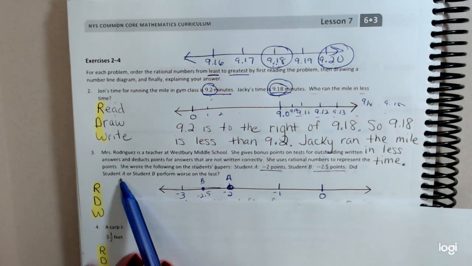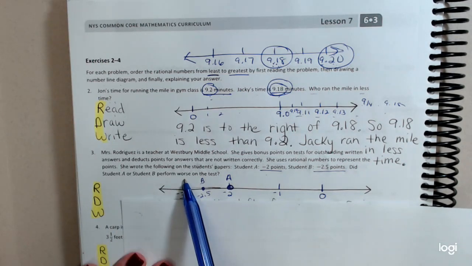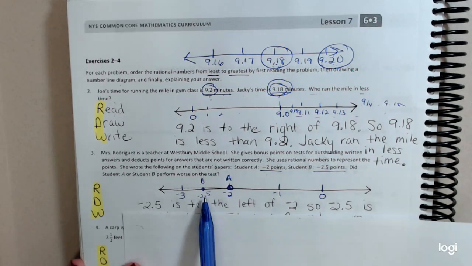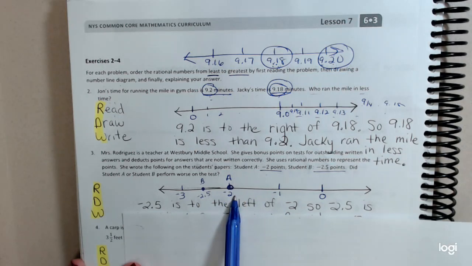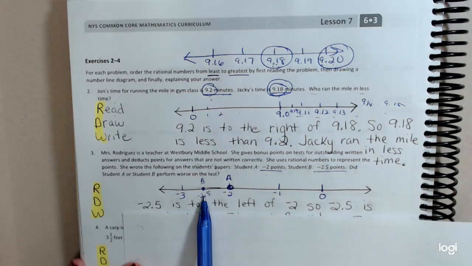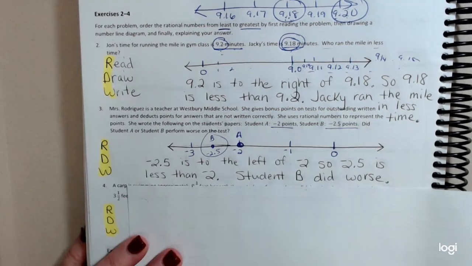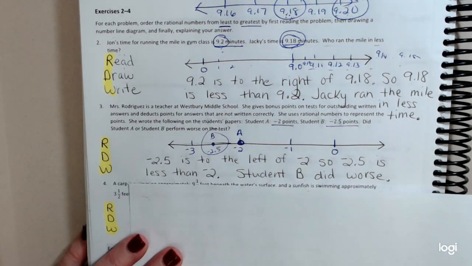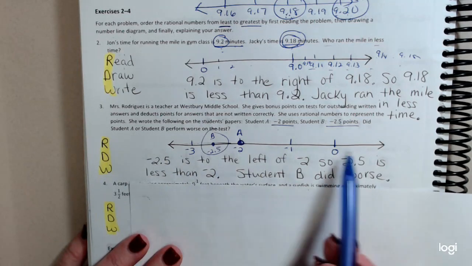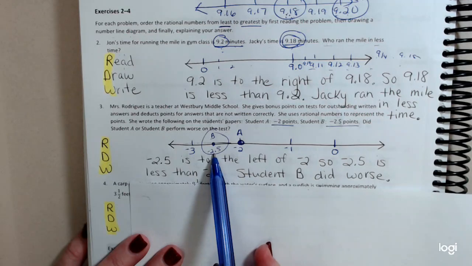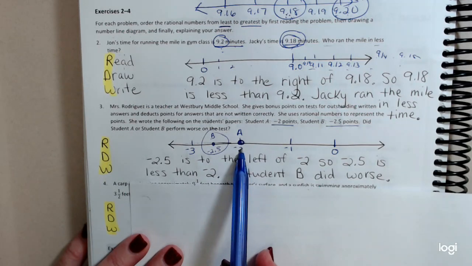So when it says, did student A or student B perform worse on the test? Well, since -2.5 is to the left of -2, -2.5 is less than -2. So student B did worse. Now, the reason why we are making our number line is so that you can actually see that this number is less than this number. It's furthest to the left.